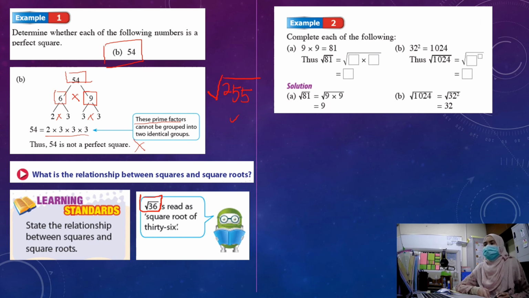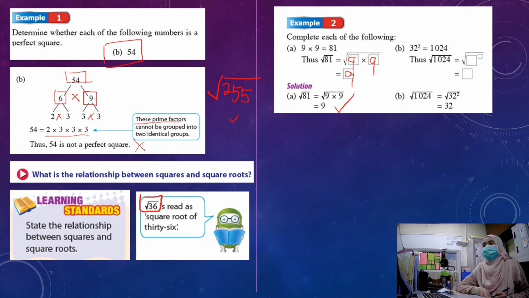Example 2. Complete each of the following. Question A. 9 multiplied by 9 equals 81. Thus, square root of 81 equals square root of 9 multiplied by 9. So, the answer is 9.